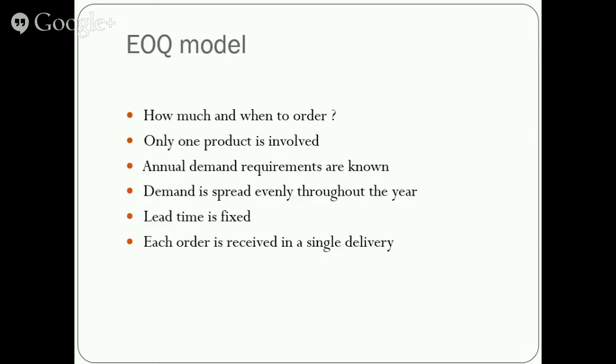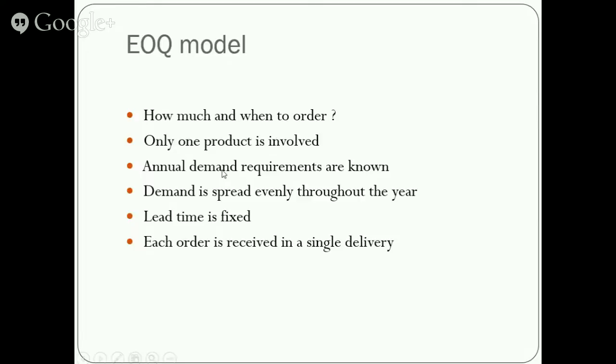So this model is very important in terms of my valuable product: how I'm going to make that product, how much I should make, and when I should order it. This model takes care of some assumptions which you can see on your slide. Only one product is involved. The annual demand requirements are known. Demand is spread evenly throughout the year. The lead time is fixed. Now, lead time is basically the time from the starting of a process till the completion of the process.